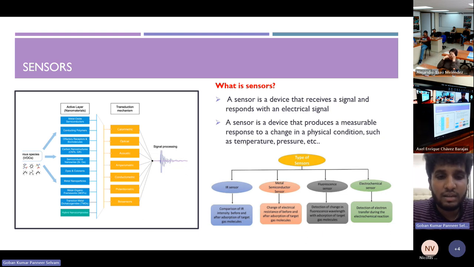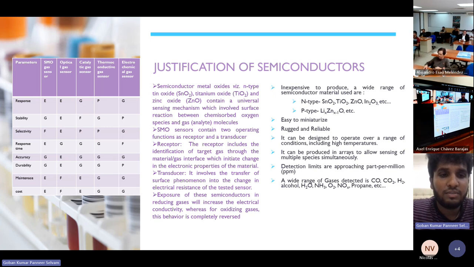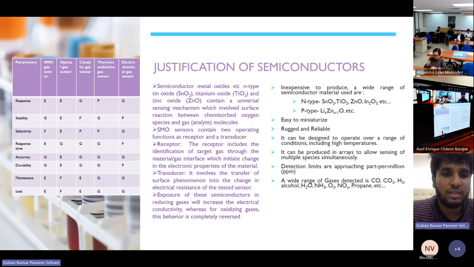There are different types of sensors: IR sensor, metal oxide semiconductor sensor, fluorescent sensor, and electrochemical sensor, where the semiconductor sensor is very important for gas sensor applications compared to the other sensor techniques. These are the justifications for why we are using semiconductors. Semiconductor materials are easy to miniaturize, rugged and reliable. They can be produced in an array to allow sensing of multiple species simultaneously. And semiconductor materials include many different types such as tin oxide, titanium oxide, and zinc oxide.